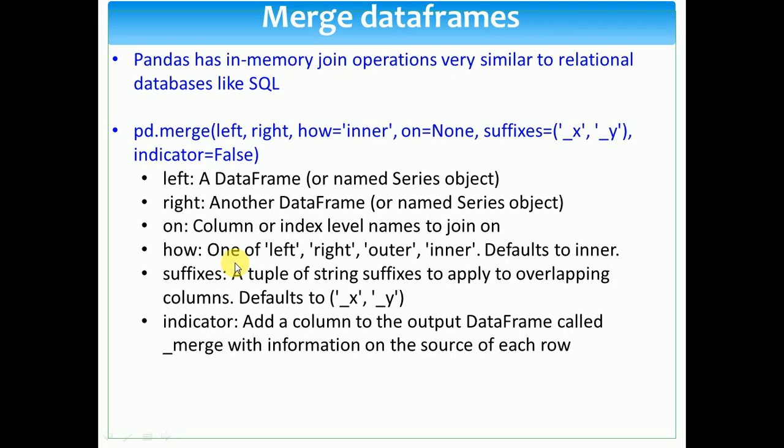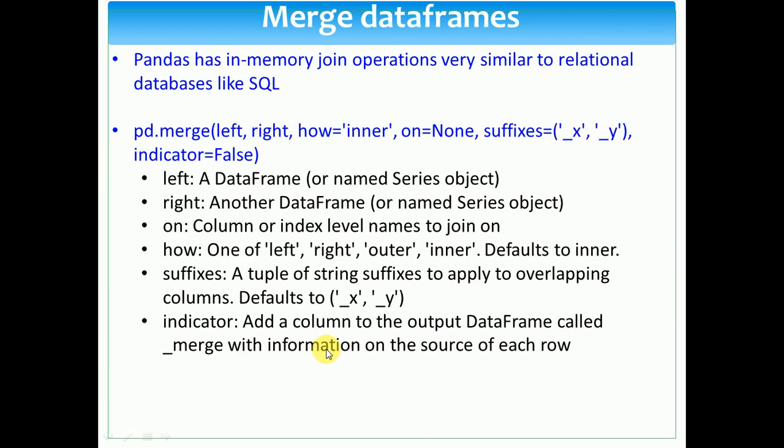Then suffixes. Suffixes is a pretty interesting thing, because when you have overlapping columns, this functionality of merge is going to help you decipher them. You can find out from where the data is coming, and there is no overlapping, because then you don't have confusion. We will see this again as part of the demo. Suffixes is a tuple of string suffixes.